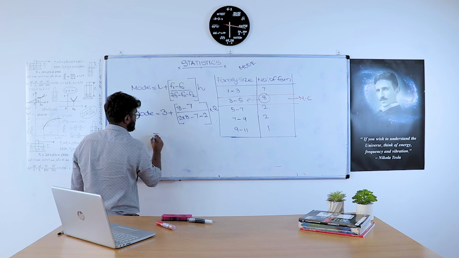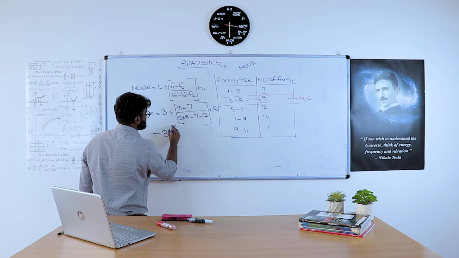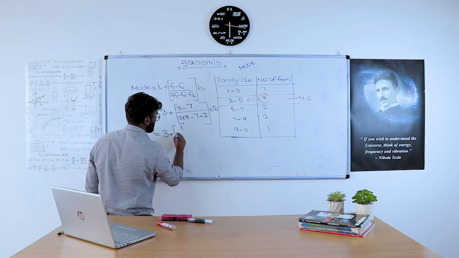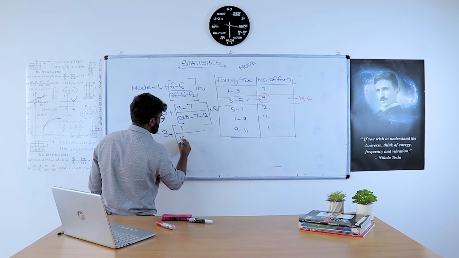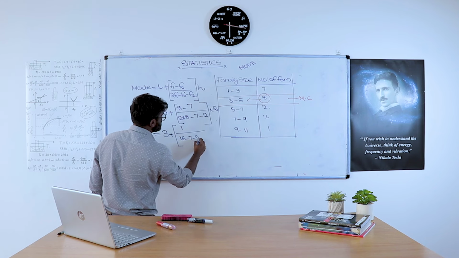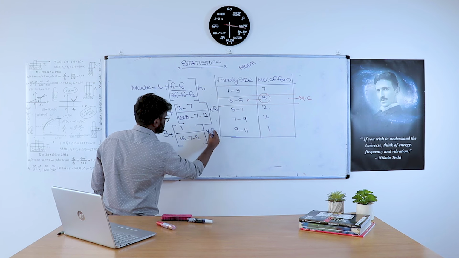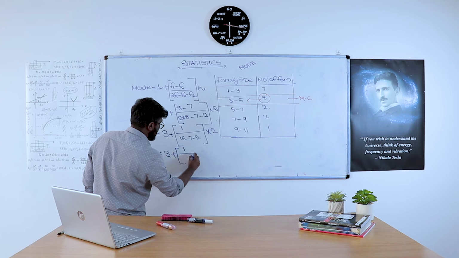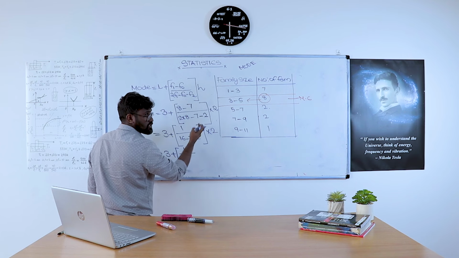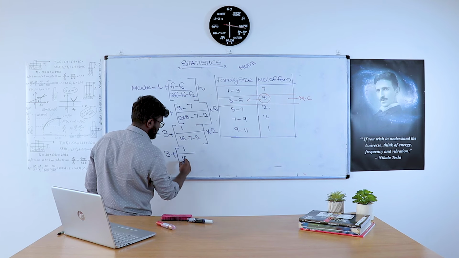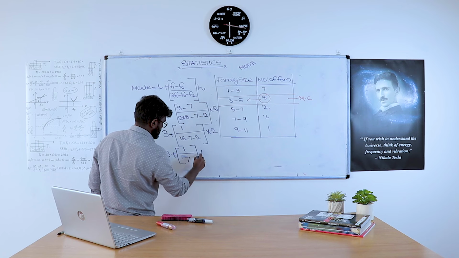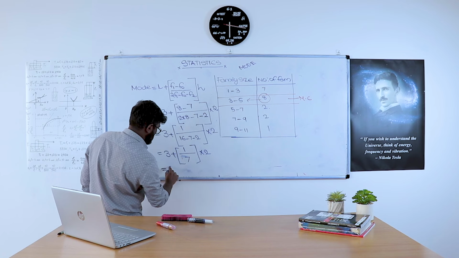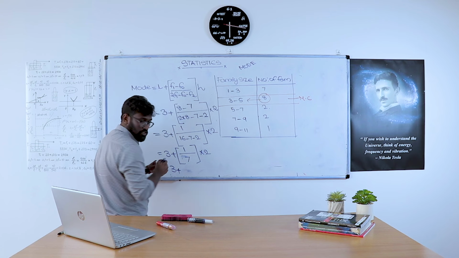So mode equals 3 plus (8 minus 7, that is 1) by (2 into 8 is 16, minus 7, minus 2) into 2. That is 3 plus 1 by (16 minus 7 minus 2 is minus 9, so 16 minus 9) is 7, into 2. That is 3 plus, what is 1 by 7?